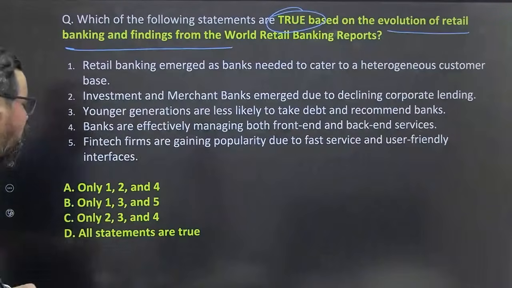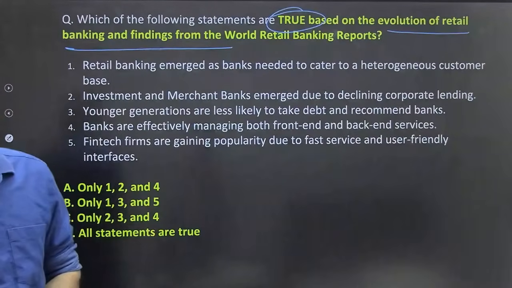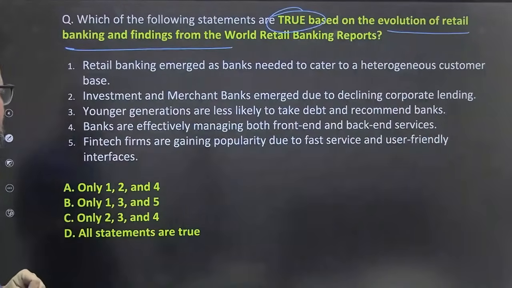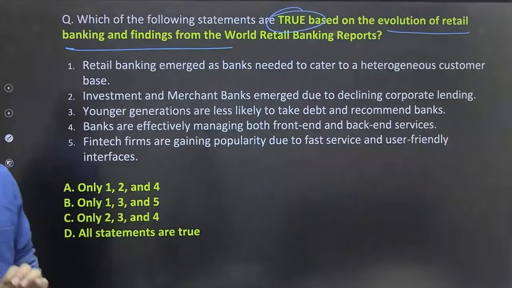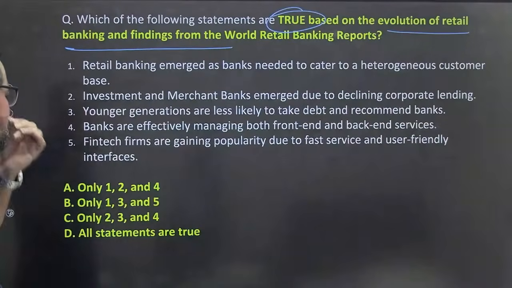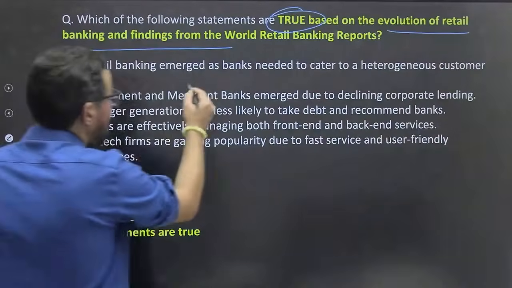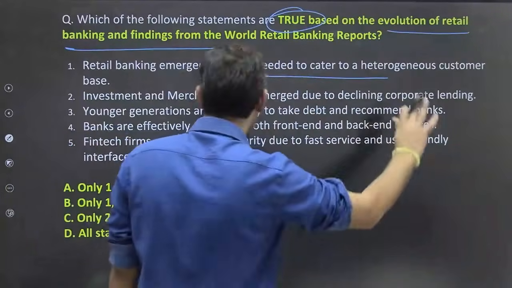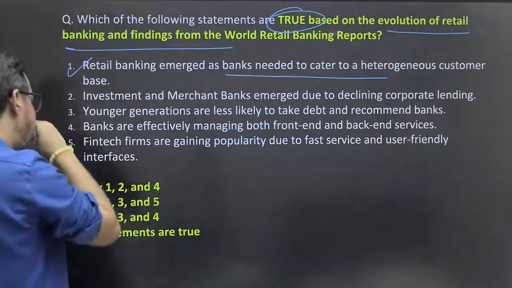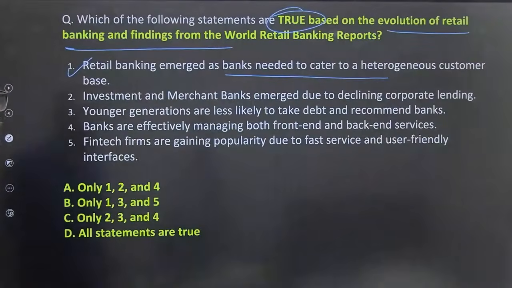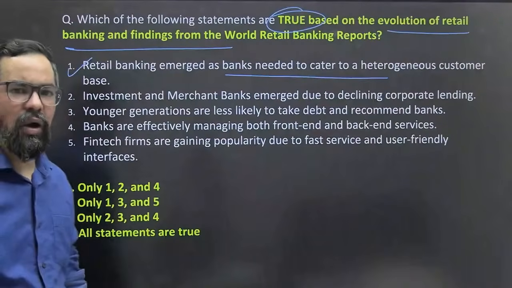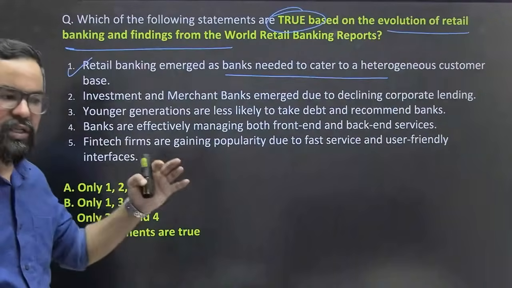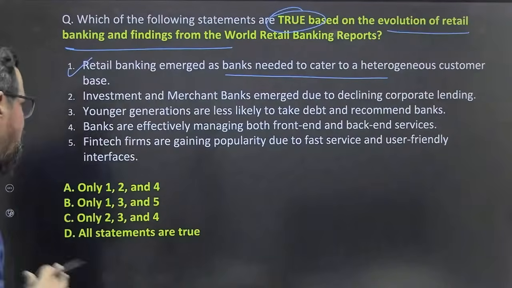Next one. What will be your correct answer, guys? Anyone who wants to answer this? Yesterday we discussed this as well. Retail banking emerged as banks needed to cater to a heterogeneous customer base. The first statement is true. It is not homogeneous, we have a heterogeneous variety, and we are dealing with the masses.